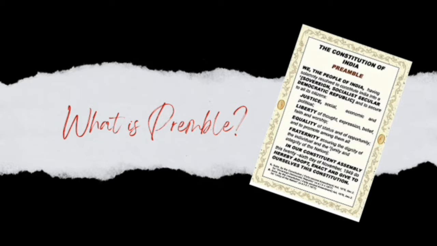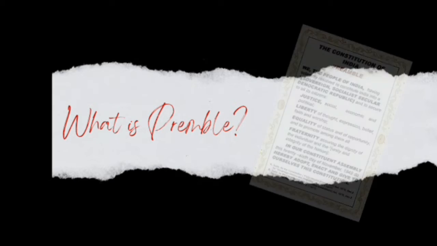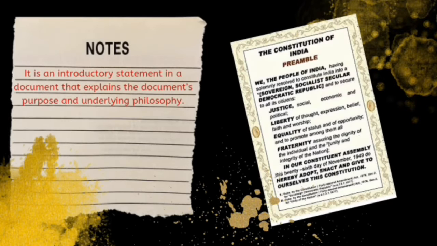So what exactly is a Preamble? It is nothing but a brief introductory statement that explains the principles of the document, that is the Constitution, and its source. Let's say like the foreword of the book. It also reflects the minds of the Constitution makers.